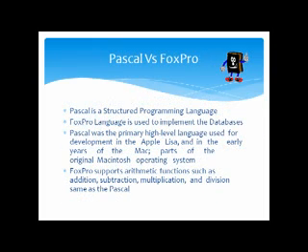Pascal versus FoxPro. Pascal is a structured programming language. FoxPro language is used to implement databases. Pascal was the primary high-level language used for development in Apple Lisa and in the early years of the Mac, including parts of the original Macintosh operating system. FoxPro supports arithmetic functions such as addition, subtraction, multiplication and division, same as Pascal.